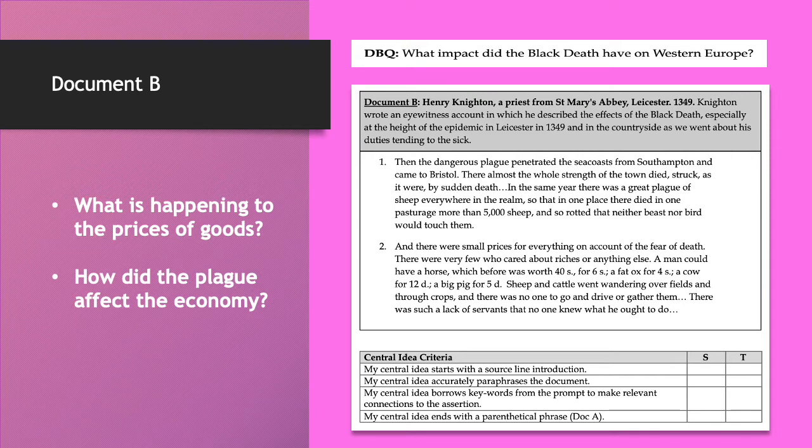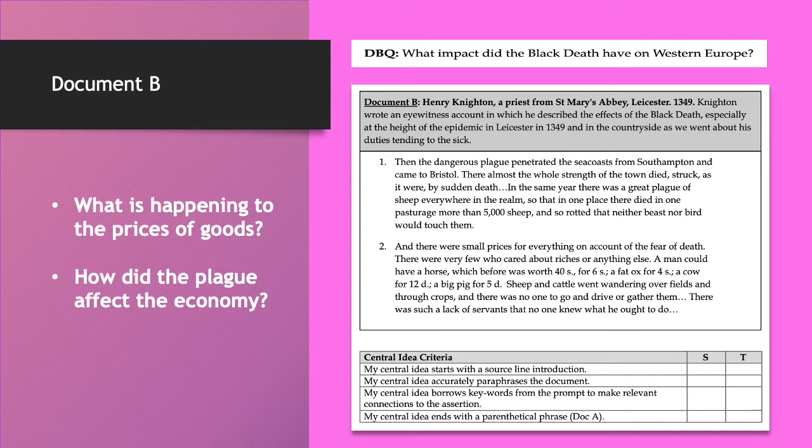Then the dangerous plague penetrated the sea coast from Southampton and came to Bristol. There almost the whole strength of the town died, struck, as it were, by sudden death. In the same year there was a great plague of sheep everywhere in the realm, so that in one place there died in one pasturage more than 5,000 sheep, and so rotted that neither beast nor bird would touch them. And there were small prices for everything on account of the fear of death. There were very few who cared about riches or anything else.